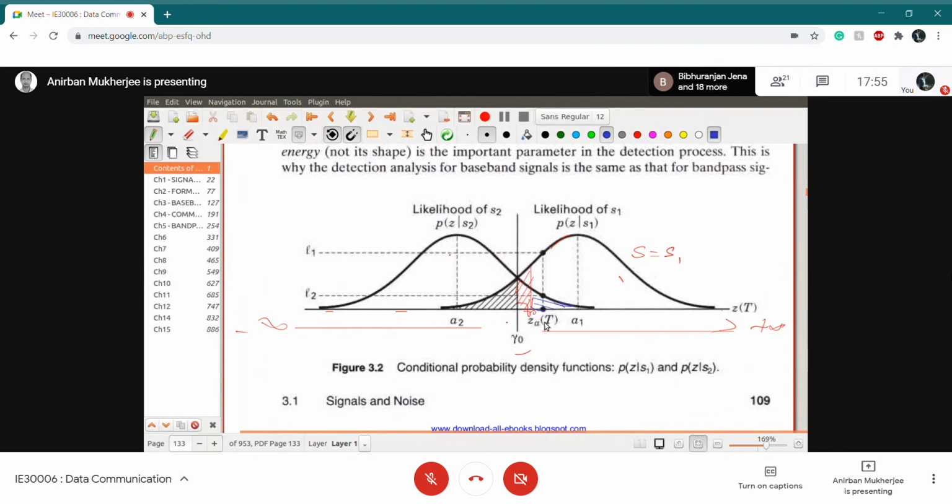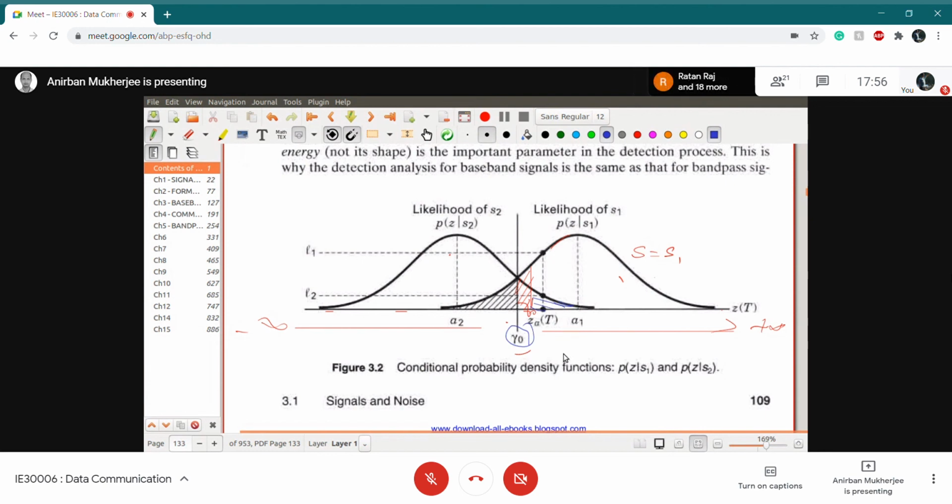Now this gamma is called optimum. If you choose gamma equal to gamma 0, then this area will be minimum. And we have seen that if you don't choose this intersection point, if you choose anything other than this intersection point, the sum of areas will be more, and in that case it is suboptimal. So this is the minimum probability of bit error, and that is my gamma 0. But I have not proved it.